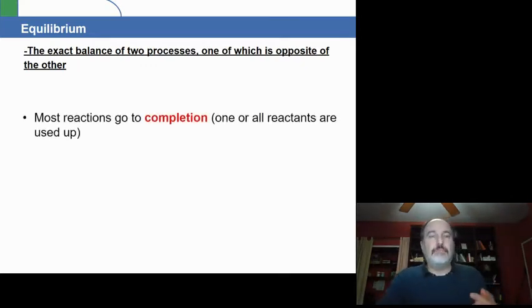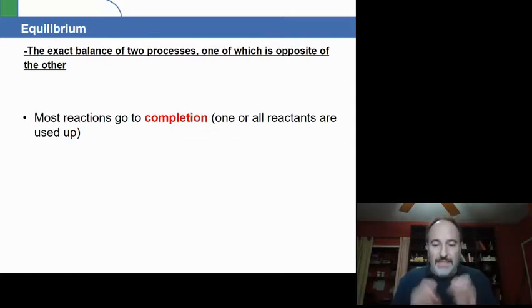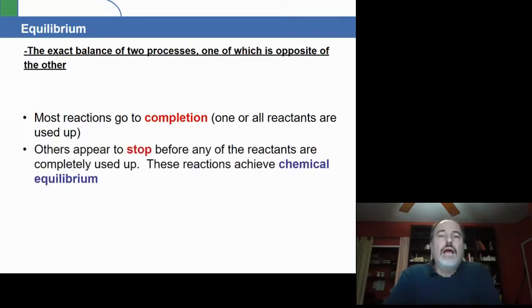Now, with chemical reactions, most chemical reactions go to completion. In other words, they proceed until one or all of the reactants are used up. Think of a candle, all right? You light a candle, the candle will keep on going until either you remove the oxygen by snuffing it or it runs out of wax. But it does go to completion. However, other types of chemical reactions appear to stop before any of the reactants are completely used up.